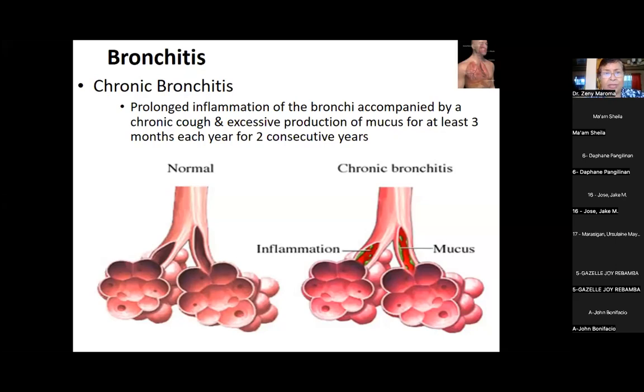Halimbawa, 3 weeks in a month. Naubo siya ng January. Tapos, nagkaubo ulit siya noong June. And another attack in December. At least 3 times in a year for 2 consecutive years. Yun ang tinatawag natin chronic bronchitis, chronic cough. Okay? So, again, ano yung chronic cough? A cough which is present on most days of the month for 3 months in a year for 2 consecutive years. Okay? Chronic bronchitis.